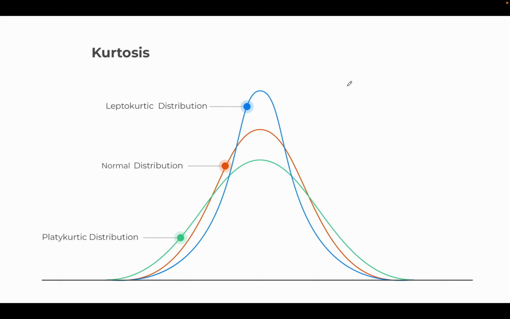Next we have kurtosis. This is a normal distribution, the red one. Then the next one is leptokurtic distribution, where the peak is higher than the normal distribution, and the other one, where the peak is lower than the normal distribution, is platykurtic distribution. Let us now open a Jupyter notebook and see how to implement this in Python.